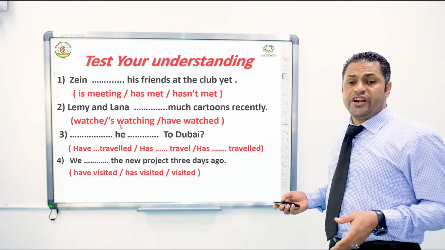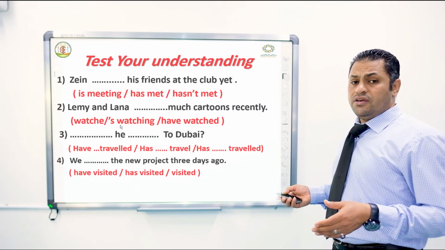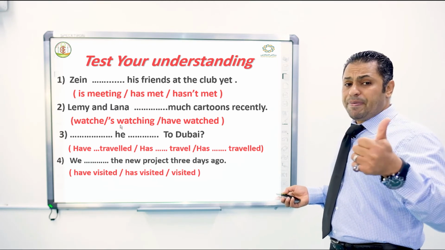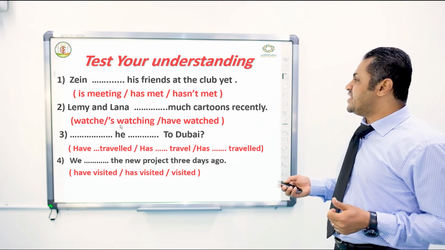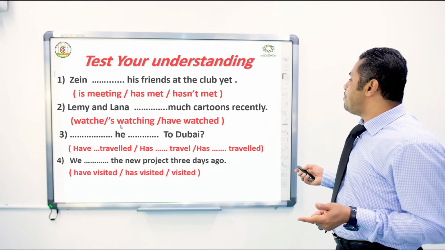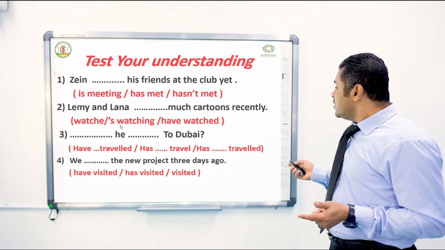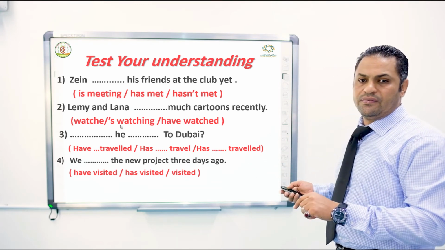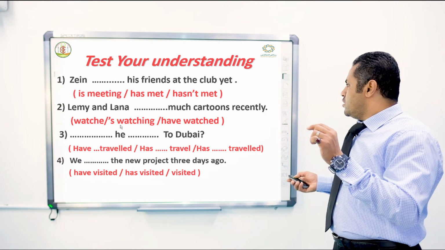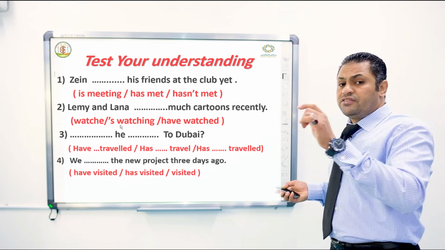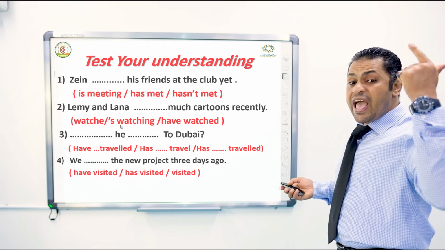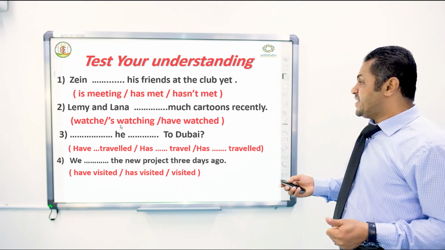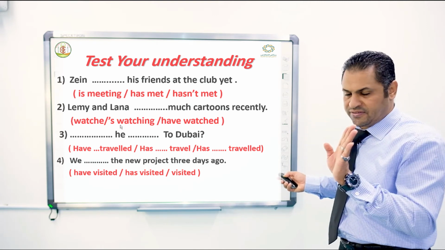Now, this is an exercise related to the tenses we have studied just now, which are the simple past and the present perfect. Number one, Zain blank his friends at the club yet. The word yet expresses the present perfect, but it also expresses the negative. So it puts me in a corner that needs present perfect and negative as well. So the answer will be hasn't met.